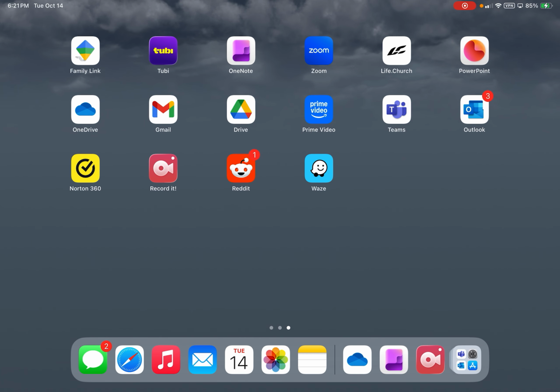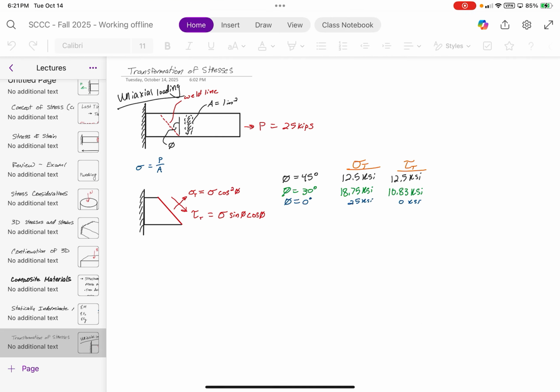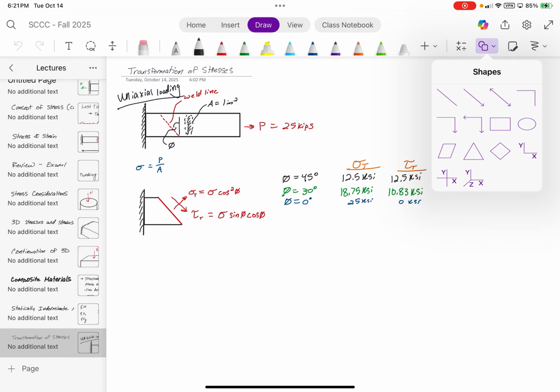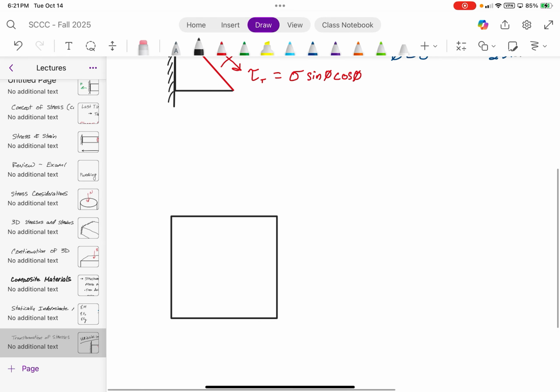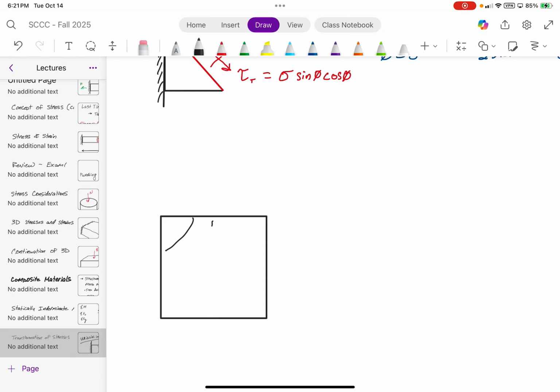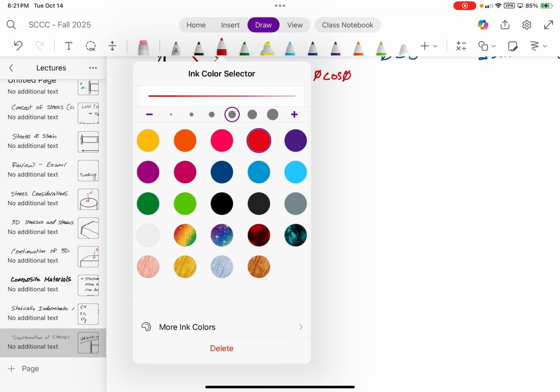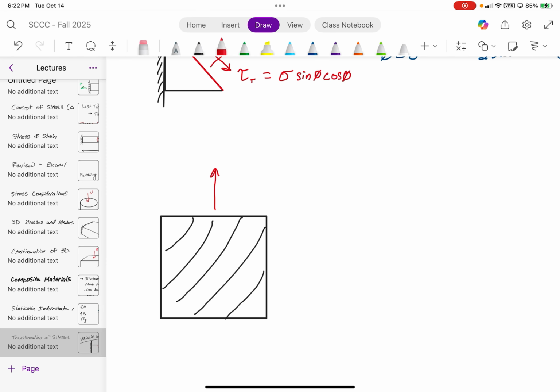Good. Now we can complicate things a bit more, since you fully understand how stress transformations work. Let's say we just have an arbitrary block. This can be any block. It could be steel, it could be wood, doesn't matter. But now let's say that this block is subjected to a stress in the y direction, a stress in the x direction, and then a shear stress, just like that.